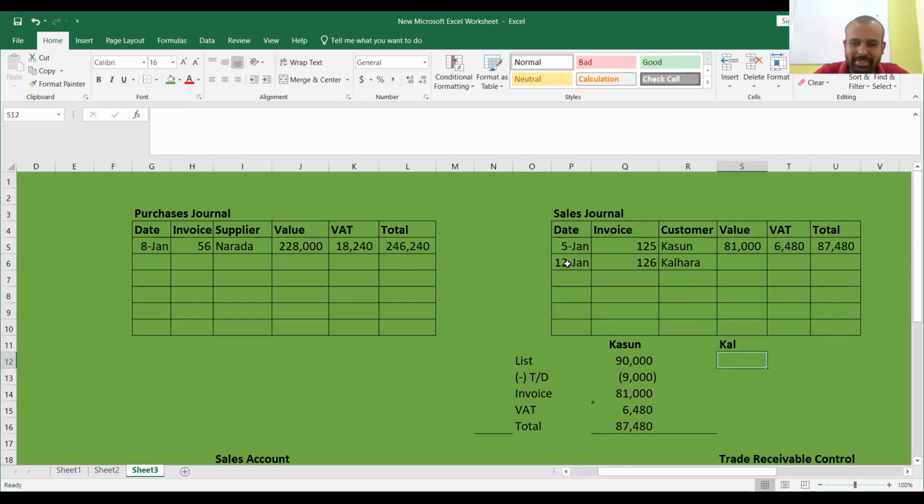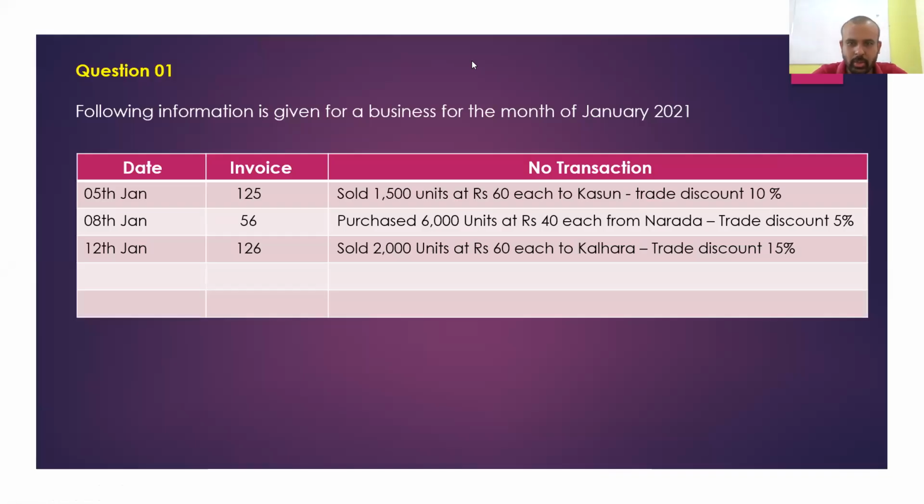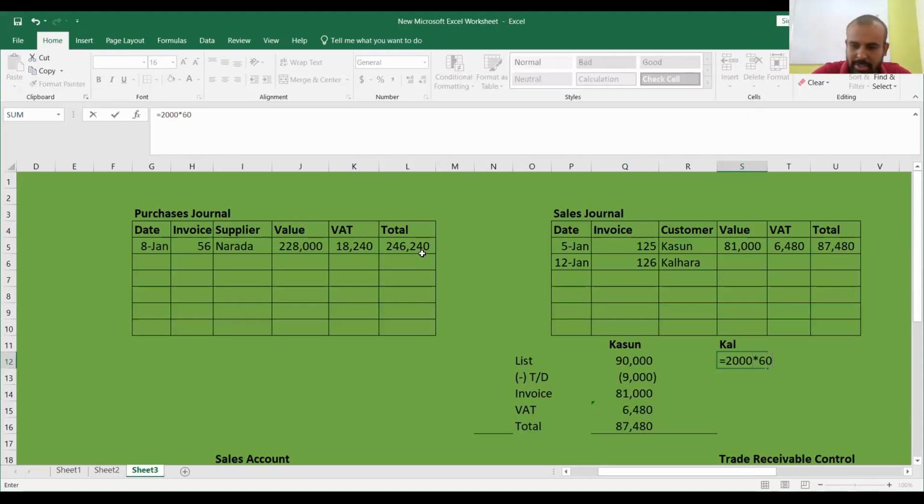How much is the invoice price you get there? Tell me. 2000 into 60, which is 120,000, and we are giving them a discount of 15%.